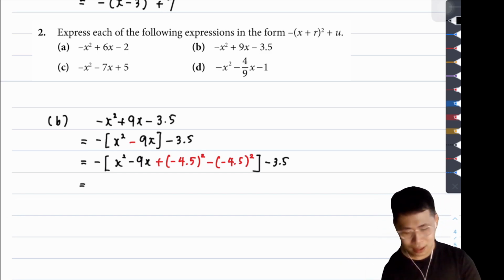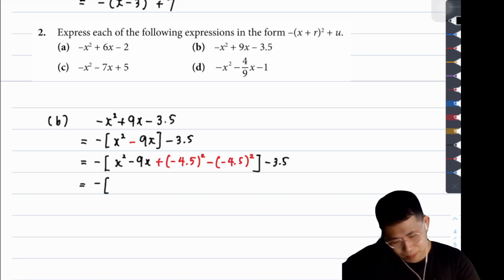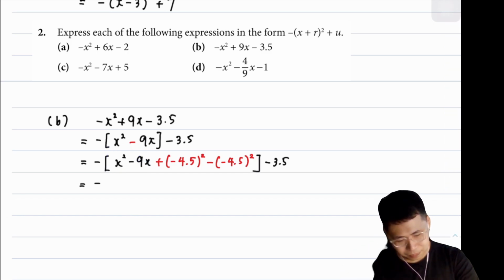So here, the first three terms, these first three terms, oh dear, okay.